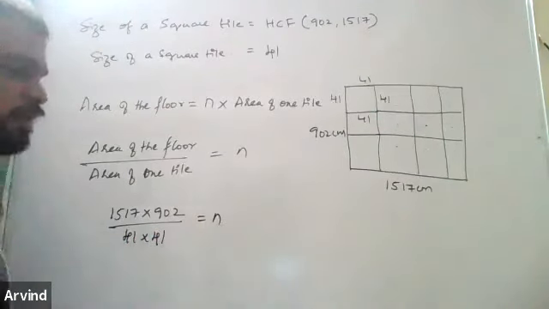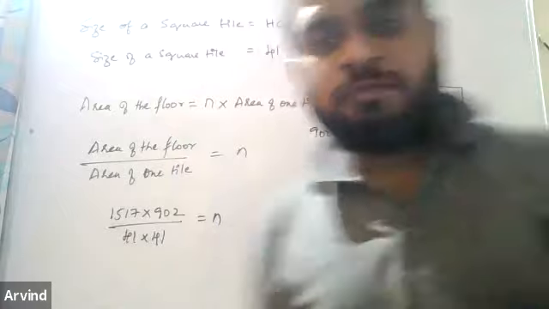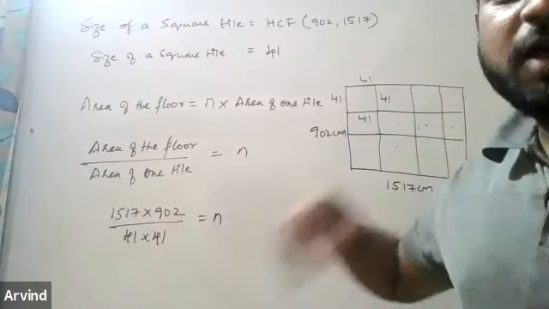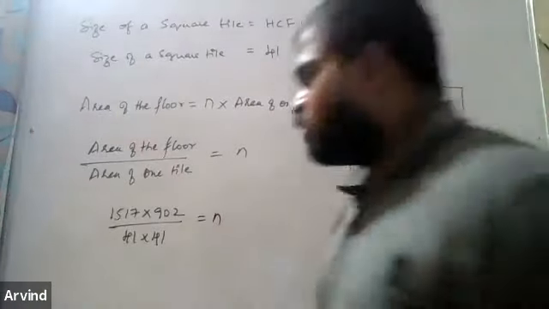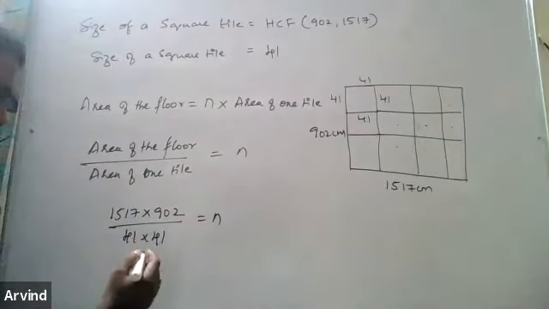It's not only 41, it is 41 into 41. Why? Because the tile is in square shape. Square shape, side into side. 41 into 41. Okay, I guess you can divide this.